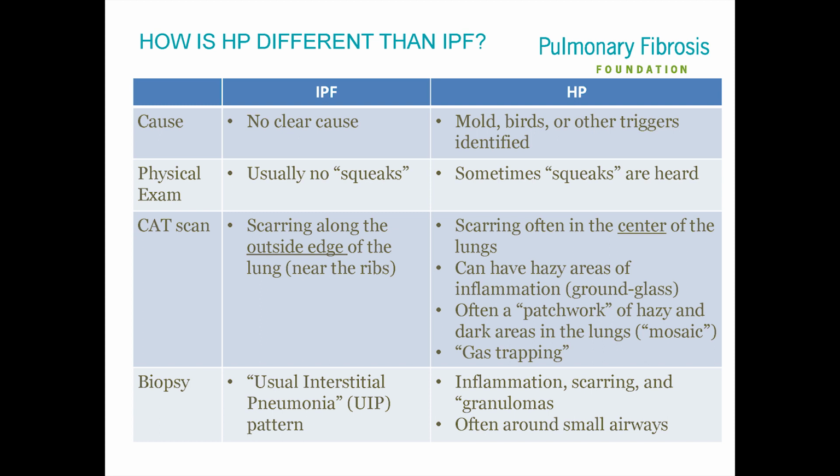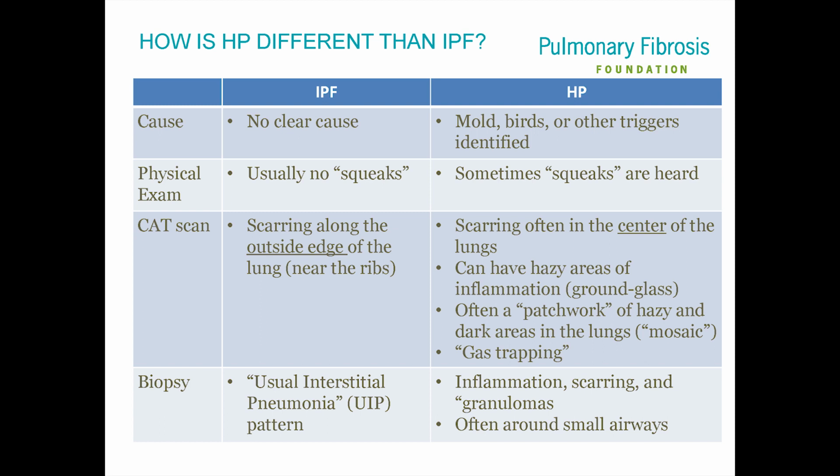Now, if your doctor does a biopsy of the lung and looks under the microscope, she or he will see a usual interstitial pneumonia or UIP pattern in IPF, whereas in HP we see a different kind of pattern. We see inflammation and scarring like we saw in the CAT scan. We often see something called a granuloma, which should not be a frightening word. Sometimes people see O-M-A, and they think of a cancer or a tumor. This is not a cancer or a tumor.